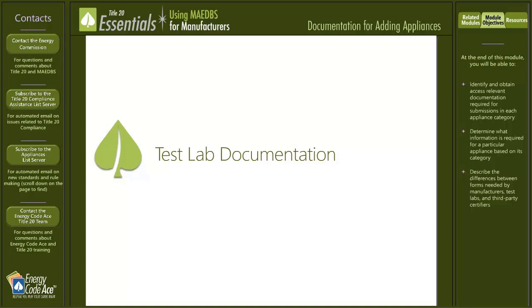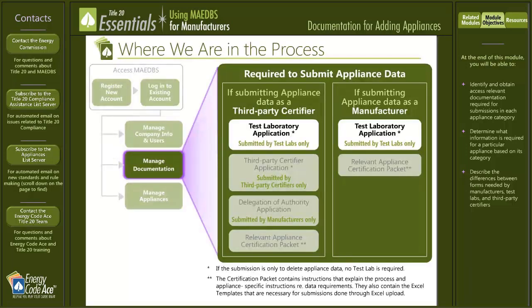First, let's take a look at test lab documentation. Test labs must be approved by the Energy Commission before a manufacturer or a third-party certifier can cite that lab in appliance data submission. A third-party certifier must be approved by the Energy Commission before it can submit appliance data on behalf of a manufacturer. In either case, the way a company gets approval from the Energy Commission is to submit an application. This section addresses the paperwork that test labs have to complete before that lab's data can be submitted to the MAEDBS. By paperwork, we're not referring to actual papers, but the online forms you'll need to complete.